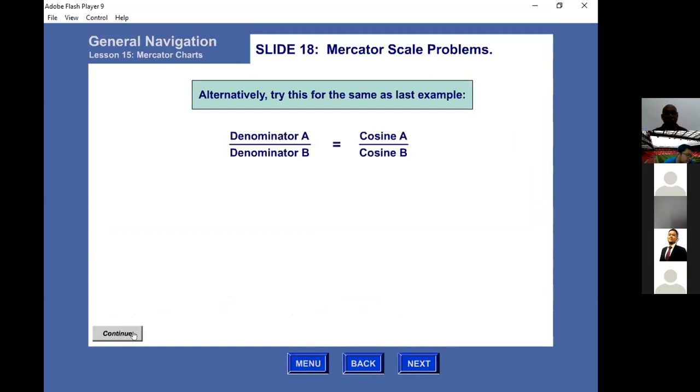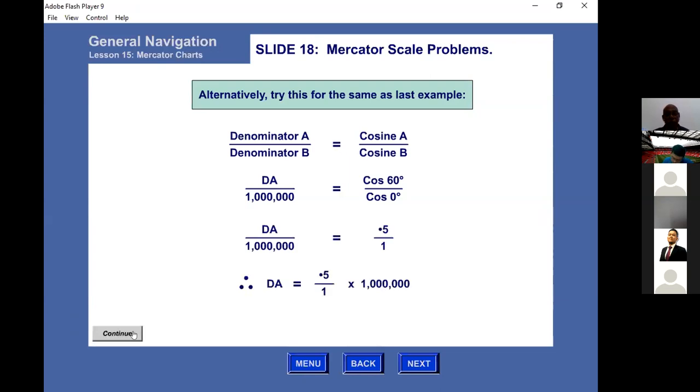Okay. Just a minute. No, this gives you another example of how to calculate scale. The same way, remember we did it when we were discussing scale, denominator A by denominator B is equal to cosine A by cosine B. Same formula you can use to calculate scale. If we are talking about the scale at 60 degrees, let's say, we are trying to get the scale at 60 degrees when the scale at the equator is 1 million. So denominator A by denominator B is equal to cosine 60 by cosine 0. Okay. So we got 1:1 million, half million, just like in the previous example.